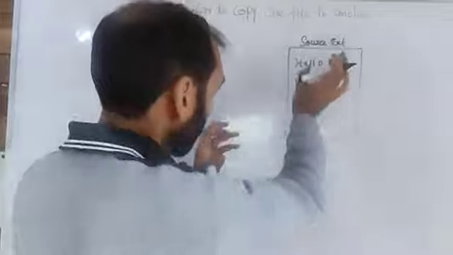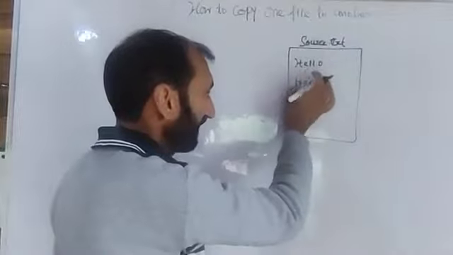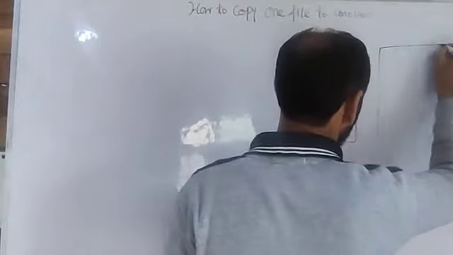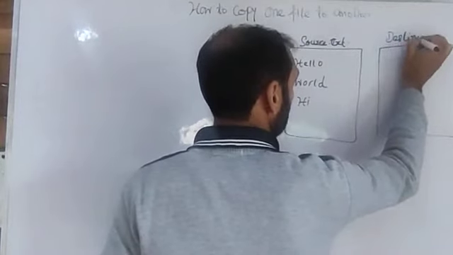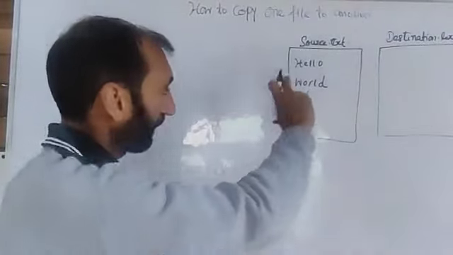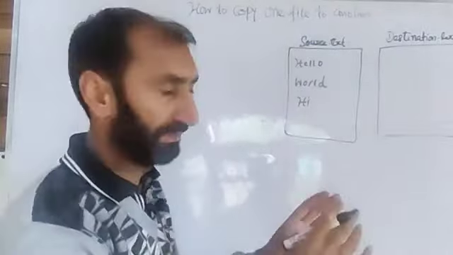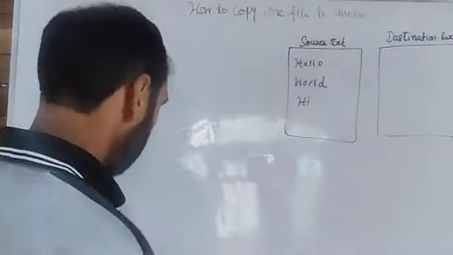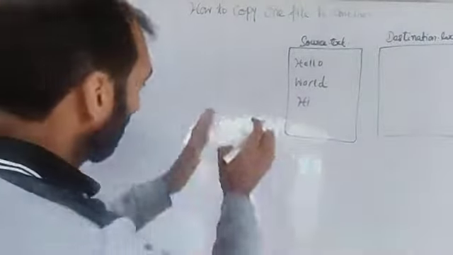This is our source file, and we want to copy the contents of this source file, that means hello world and hi, into another file. For example, the name of that file is destination.txt. So we want to copy these contents into this file. The logic behind this will be discussed today with the help of this example. First I will write a program, and after writing it we will discuss its working.